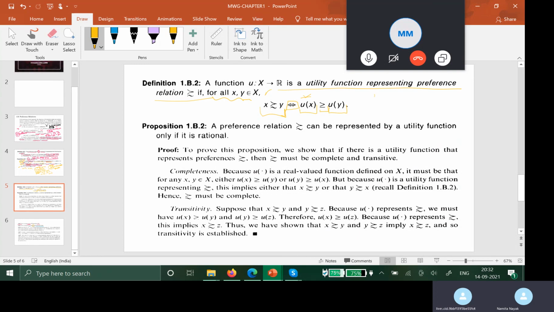Ma'am, when we say x is as good as y, it means x is better than y or can be equal to y, but not less than y, right? Exactly, exactly. Okay, ma'am.